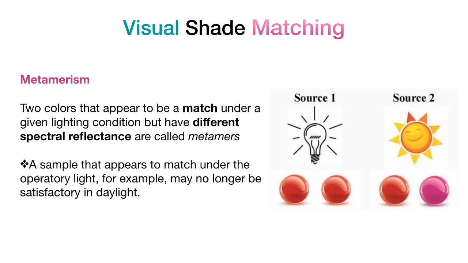For visual shade matching, we have 4 definitions. We have to understand them carefully. We have metamerism. That means two different colors, for example pink and red, that match under a given lighting condition but have different spectral reflectance. For example, pink and red appear to be the same color under a tungsten light source. So a match under the operatory light may no longer be satisfactory in daylight.